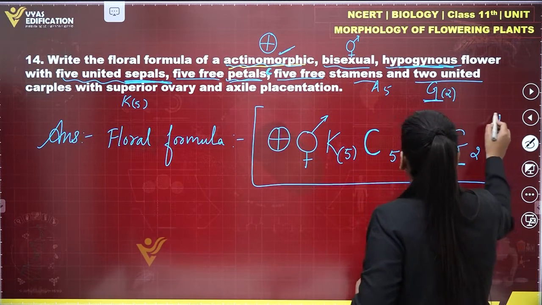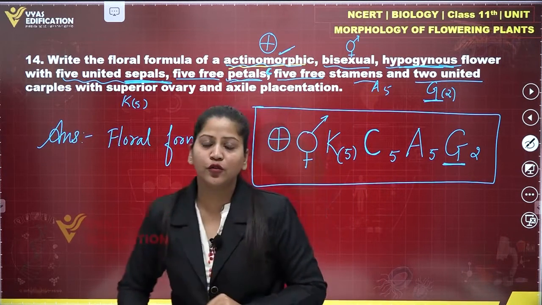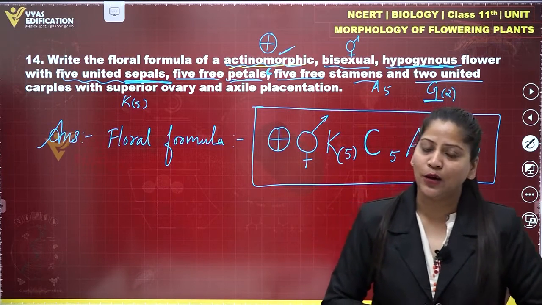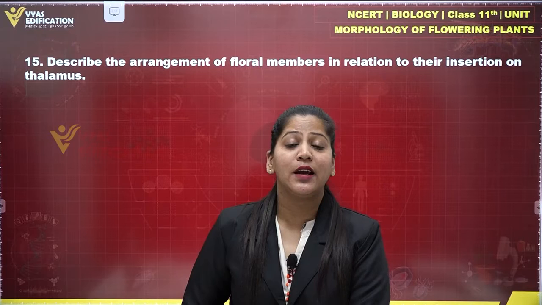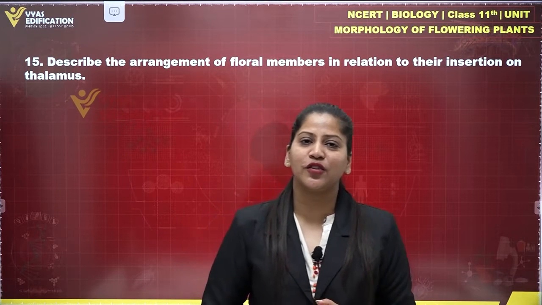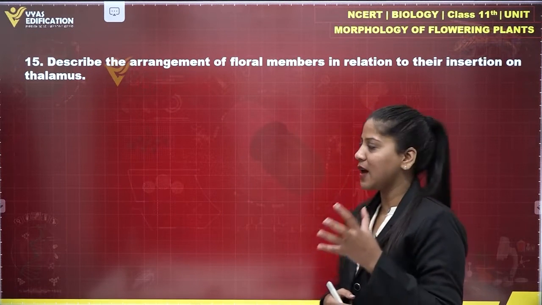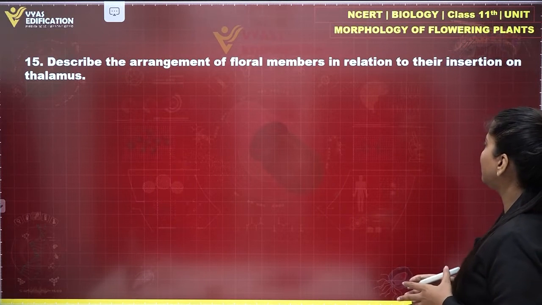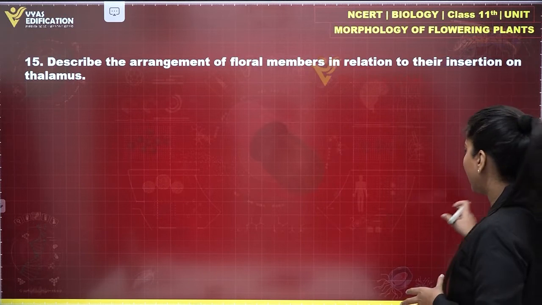So this is a complete floral formula according to this question, and with this we have completed the solution for this question. Now we are going to discuss the last question of this chapter, that is question number 15, and this question is asking, describe the arrangement of floral members in relation to their insertion on thalamus.